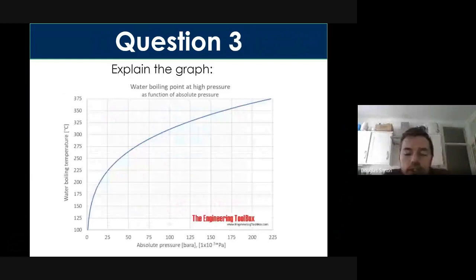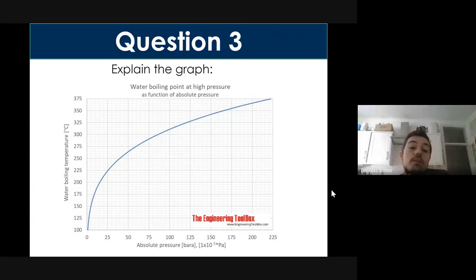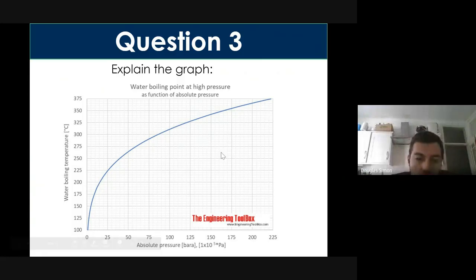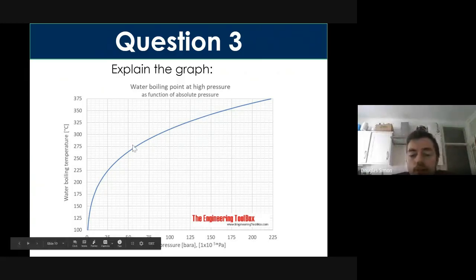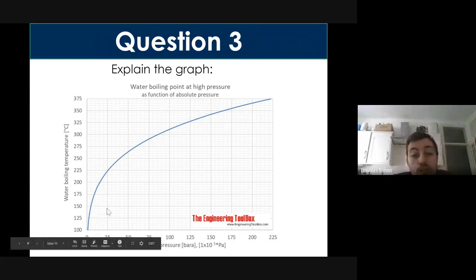All right, another question, slightly different this time, but this is a graph of water boiling temperature in degrees Celsius versus pressure. So what is happening to the boiling temperature of water as we change the pressure, and why? It should be fairly obvious that as we increase the pressure, the boiling temperature is increasing. I don't know exactly what mathematical relationship this follows, but it doesn't particularly matter. What's important is that it increases.